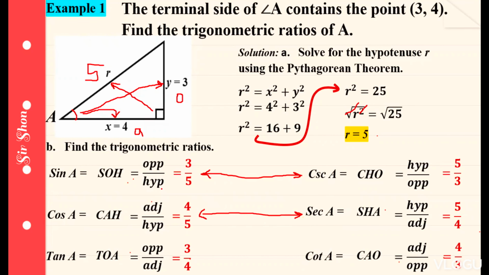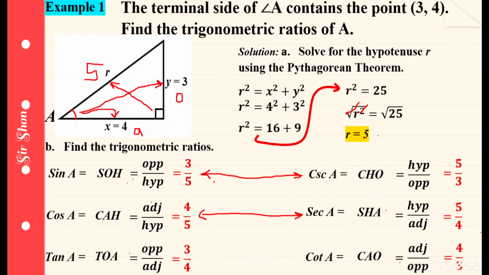As you have noticed, sine is the reciprocal of cosecant, because sine is 3 over 5, but cosecant is 5 over 3. So it is just the reciprocal. And 4 over 5 is the reciprocal of 5 over 4. Therefore, cosine is the reciprocal of secant.